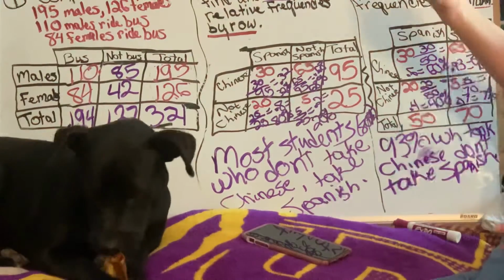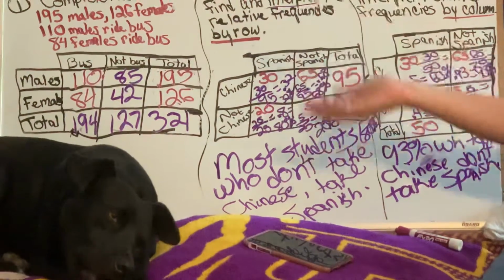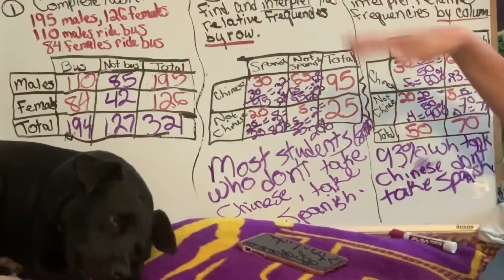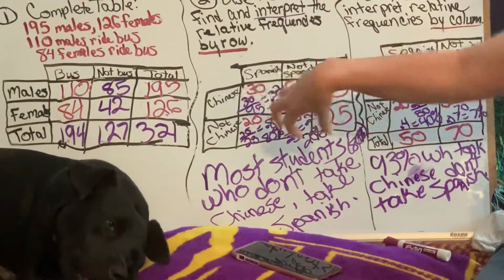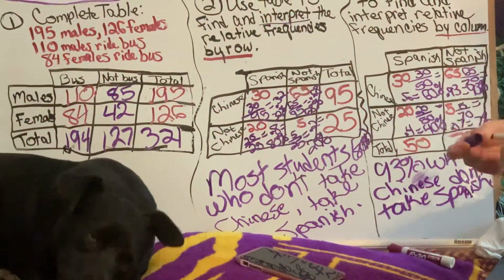And that's it. Just finding the relative frequencies and filling in the chart of a two-way table. And it's two-way because we have different pieces of data going on.